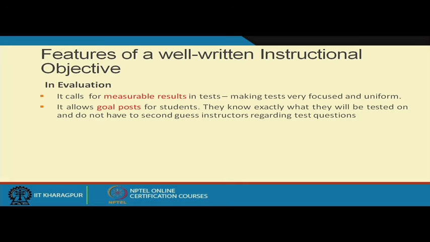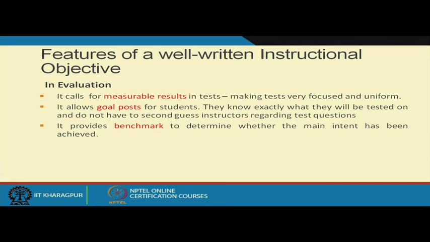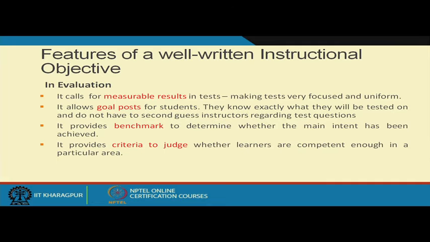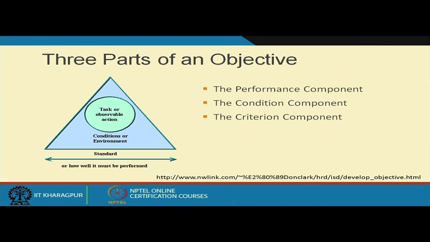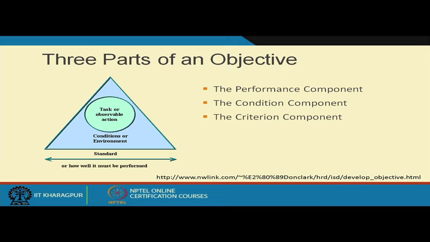They know exactly what they will be tested on and do not have to second guess instructors regarding the test questions. It provides a benchmark to determine whether the main intent has been achieved or not. It provides the criteria to judge whether learners are competent enough in a particular area. So, in the evaluation, whether the learner is competent is easy for us to tell. So, writing the instructional objective is very important. Now, to write the instructional objective, there are three components: the performance component, the condition component, and the criterion component. First, what's that?